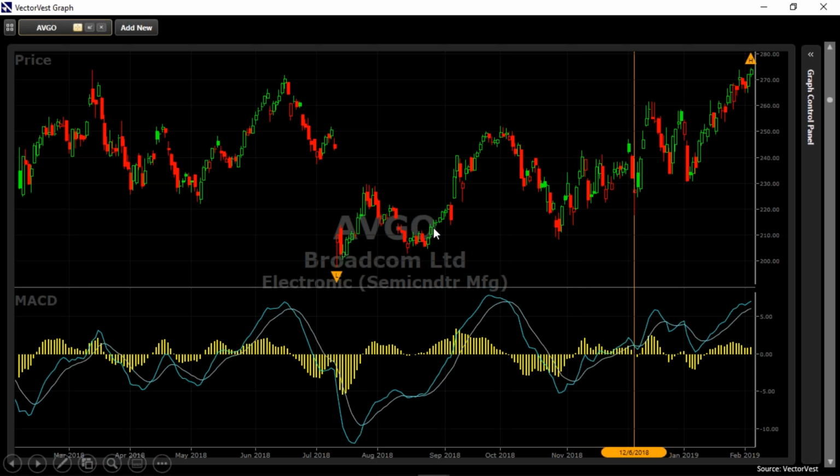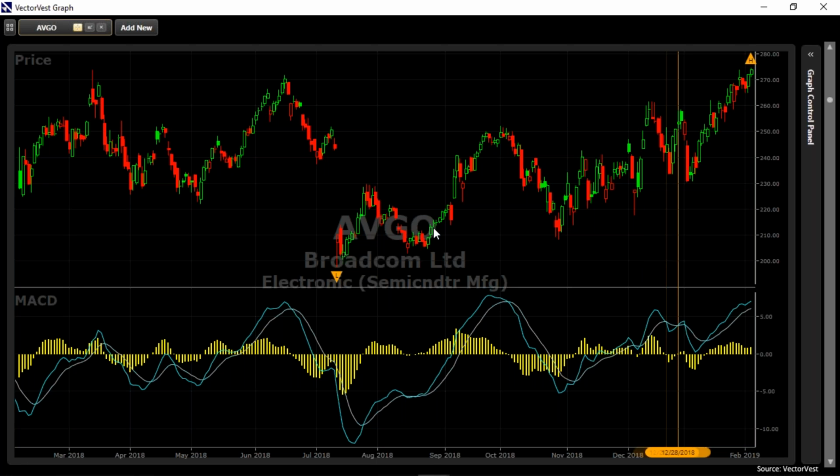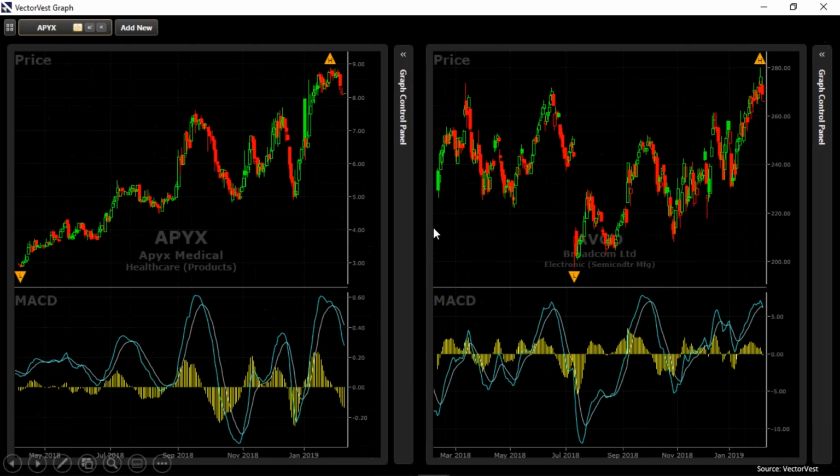December 6th of '18, that's a sell signal. You can see, guys, right? So earlier I said we're trying to put the probability on our side, and when you use the MACD on a chart like this, on a stock like this, you decrease your probability of a successful trade. Okay, just look at the difference.